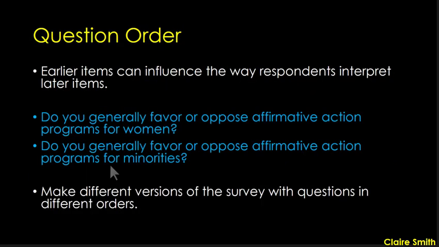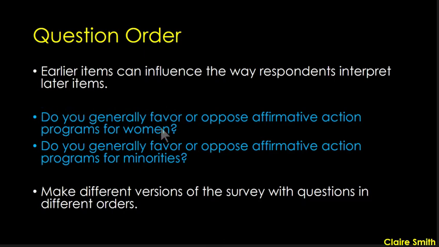And then the last bit of making sure questions are well written, we want to focus on the order of our questions, which might not seem super important, but earlier items in a survey can definitely influence the way that responders interpret later items. So for example, if we're asking about affirmative action programs: do you favor or oppose affirmative action programs for women? Do you favor or oppose affirmative action programs for minorities? So the way we word these or order these could influence how people respond later on.